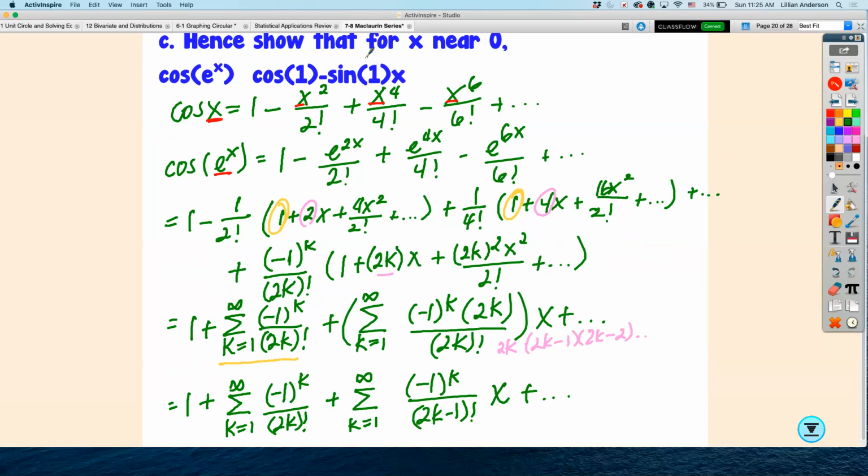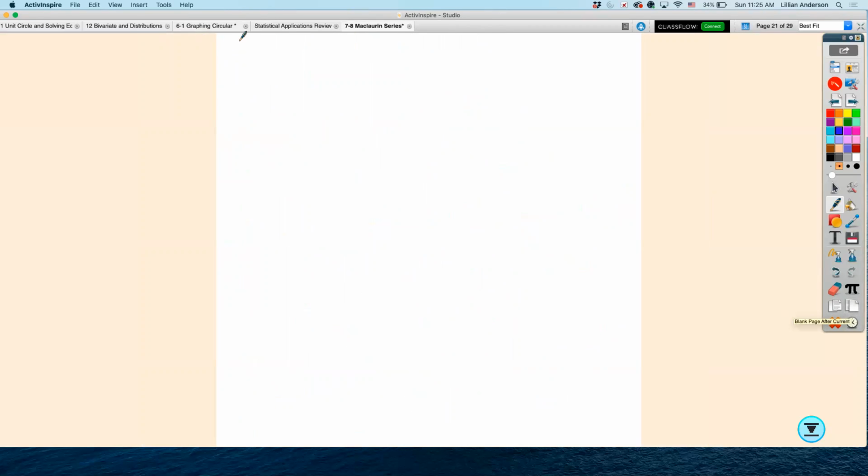So how can we show that for x near 0, cosine e to the x is approximately cosine of 1 minus sine of 1 x? I'll do that on a new page, and I'll actually rewrite it so you don't have to keep flipping back and forth. Essentially, how are those terms in the series when x is near 0?